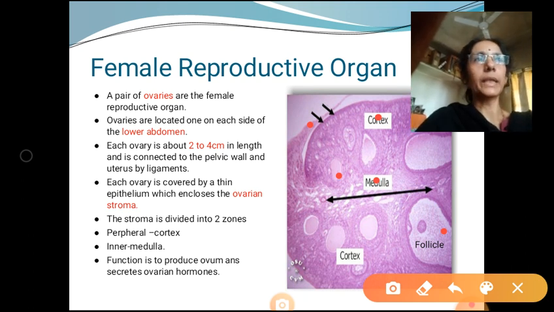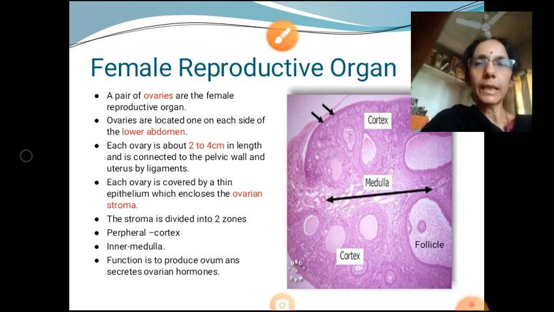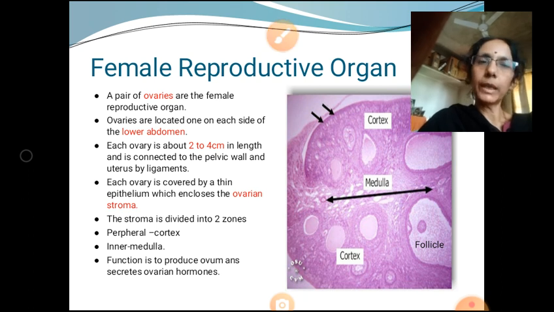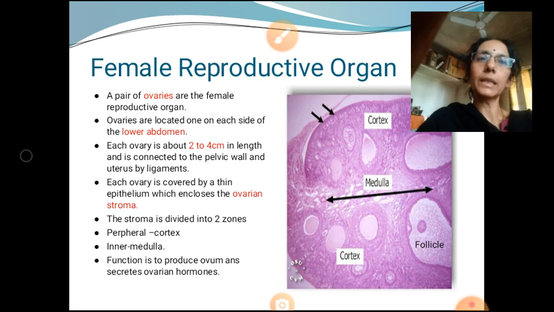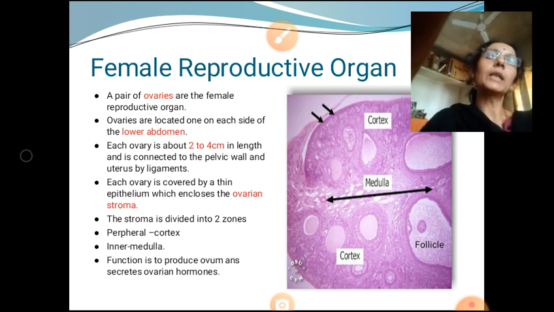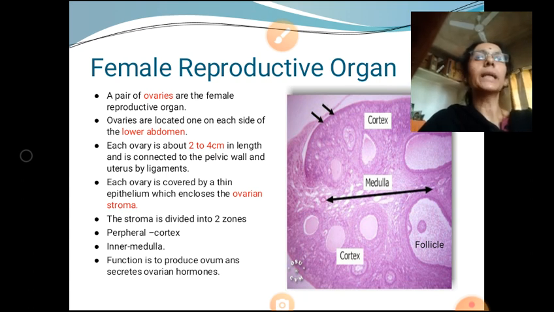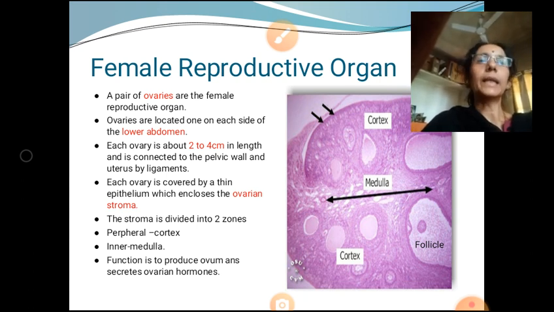Where are they located? They are located one on either side of the lower abdomen, and attached to the pelvic wall and uterus with the help of a connective tissue called ligaments. It is 2 to 4 centimeters in length. Each ovary is covered by a thin epithelium and inside it has a stroma. The stroma is divided into a peripheral cortex region and an inner medulla region.